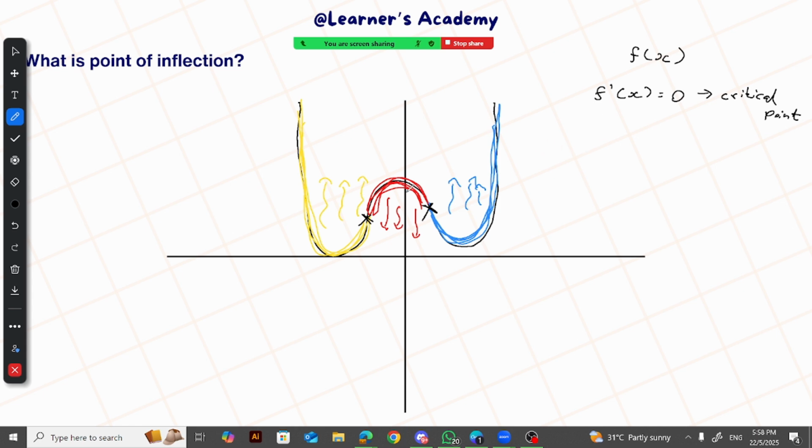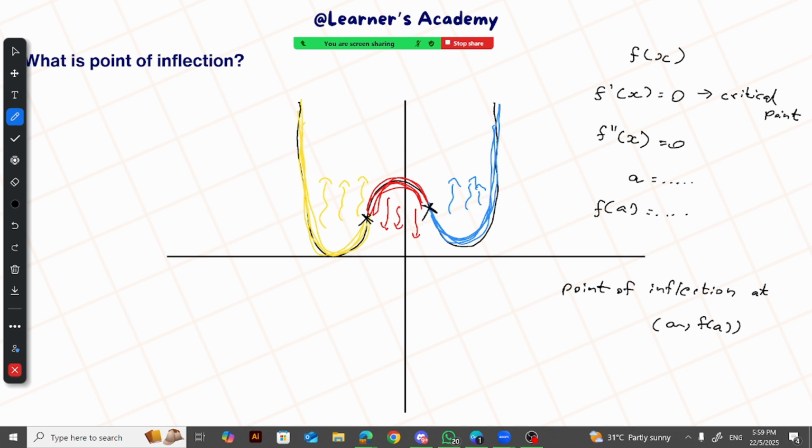And then how do we find a point of inflection? Basically, you find the second derivative of f of x and equate it to 0. And then you get an x value, which in this case I will consider as a. And then we substitute this a into the original function, and we'll get the y value, so that we will have a point of inflection at (a, f(a)).